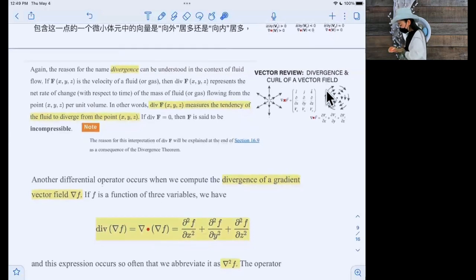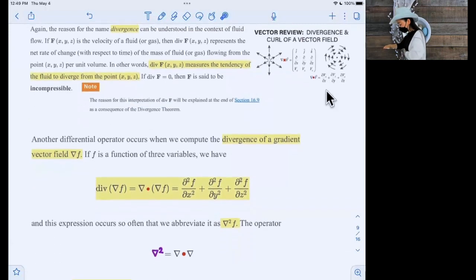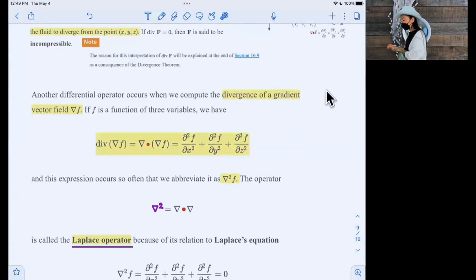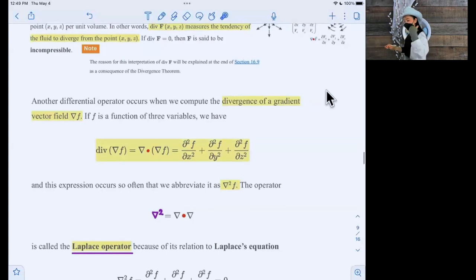Oh, the reason for the interpretation of diff of f will be explained at the end of this divergence discussion. Okay, now so far we have two differential operators, right? So we actually have the curve, and then we have the diff, right? And then we also take the diff of a curve.